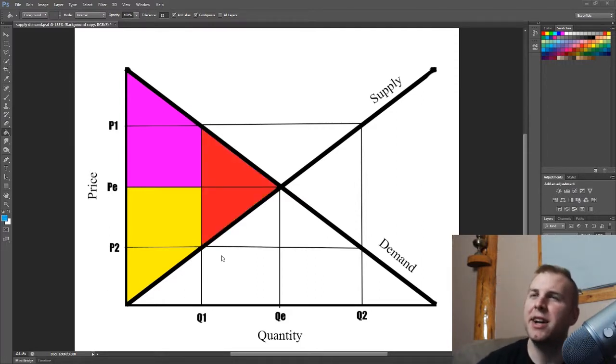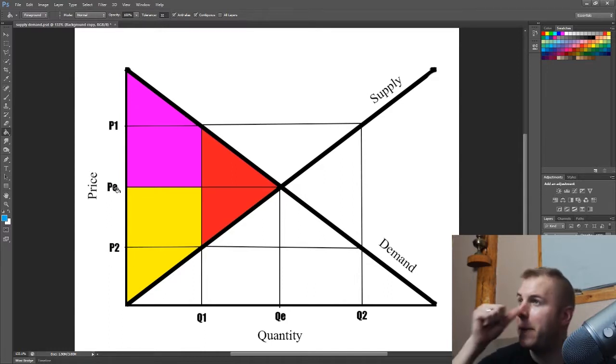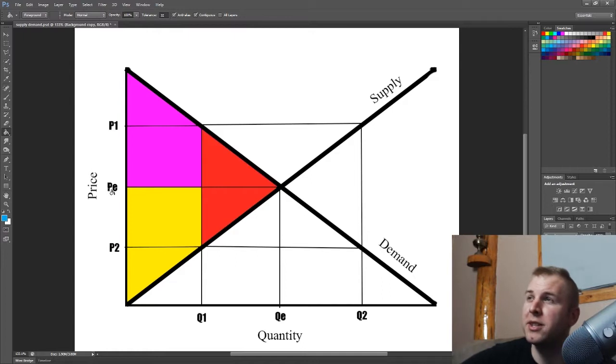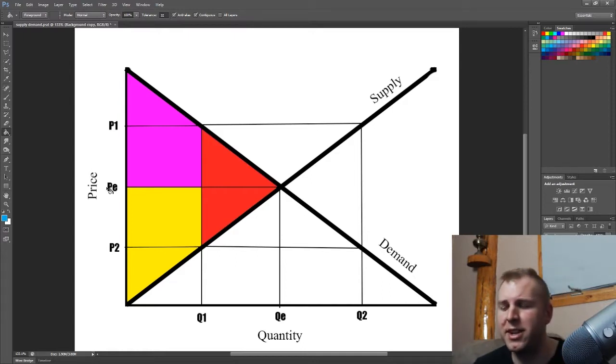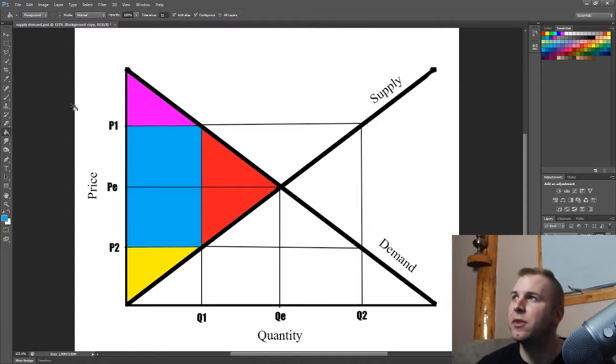So let's talk about taxes real quick. What happens if the government passes a tax? Remember, our P1 is $35, our P2 is $20, and our PE, our equilibrium price, is $25. The government comes in and says, we will tax you $10 an hour per lawn that you mow, right? $10 an hour. So who pays that tax? Ultimately, it's going to be a mix.